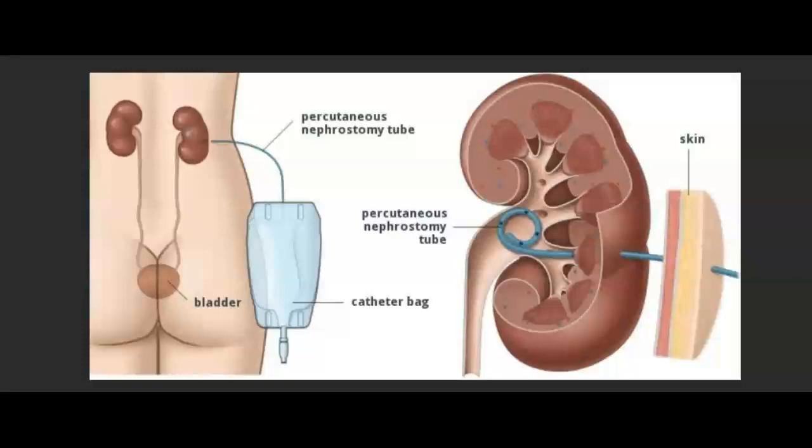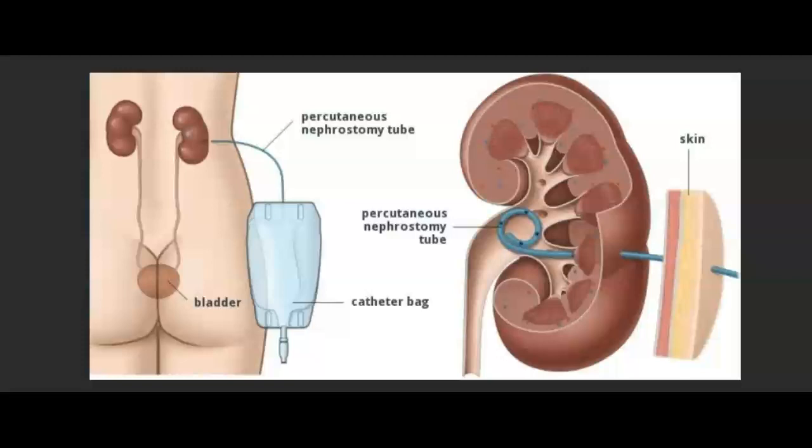With the nephrostomy tube, the catheter tip remains in the renal pelvis, and the external end is connected to a drainage bag. The procedure immediately relieves the pressure and prevents further damage to the kidney. The nephrostomy tube remains in place until the obstruction is resolved.